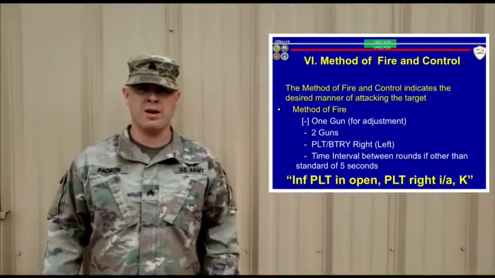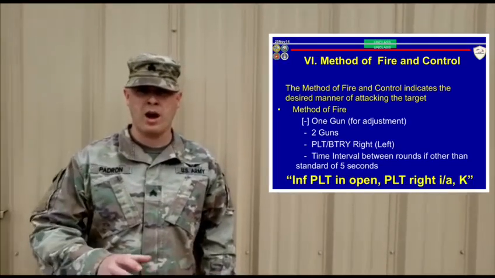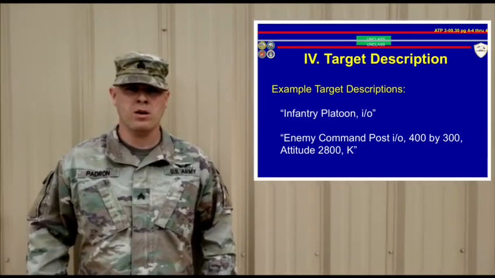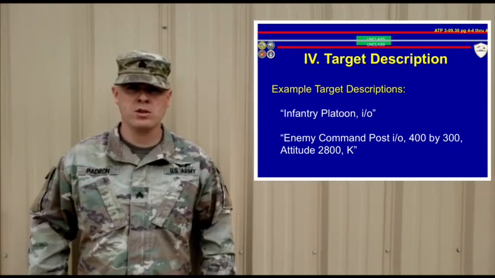This is a more precise way for you to control what rounds you're getting and how the rounds are going to land. We're going to go over this in a later video and break down the methods of engagement and method of fire control more. So an example of the third transmission would be: one company infantry, in the open, square formation, over.